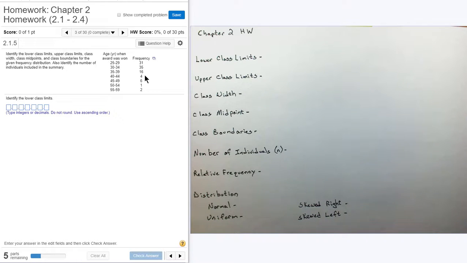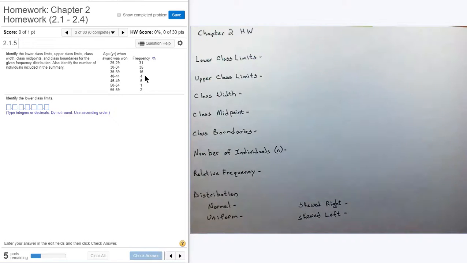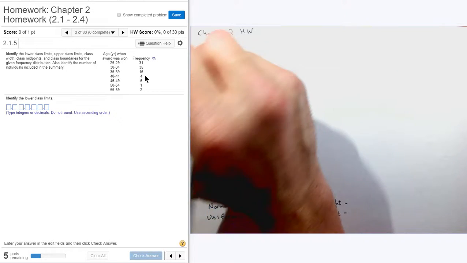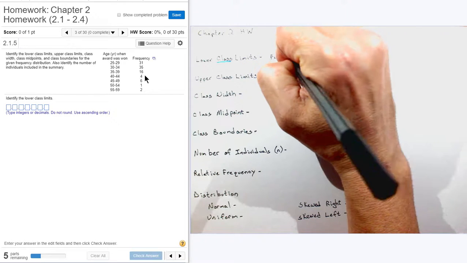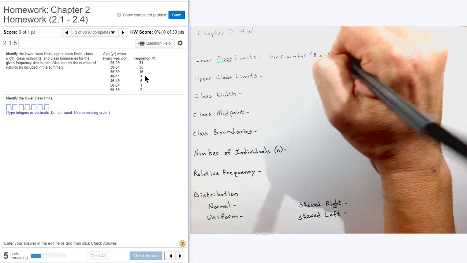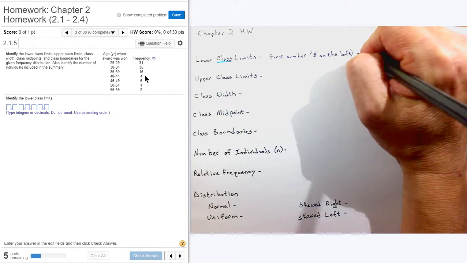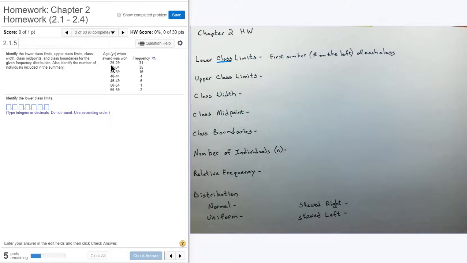So for this one, the first thing it says is the lower class limits. I need to identify them. With a lower class limit, each one of the things is broken down into what you can call classes. Classes, that's the key concept. For this, it will be the first number, or the number on the left of each class. If you look at the problem, these are broken down into classes. The first class ranges from 25 to 29. The next class, and so forth and so on, until they have all the data that's in there, all the ages that they have in their survey or their data collection. So those are all my classes.